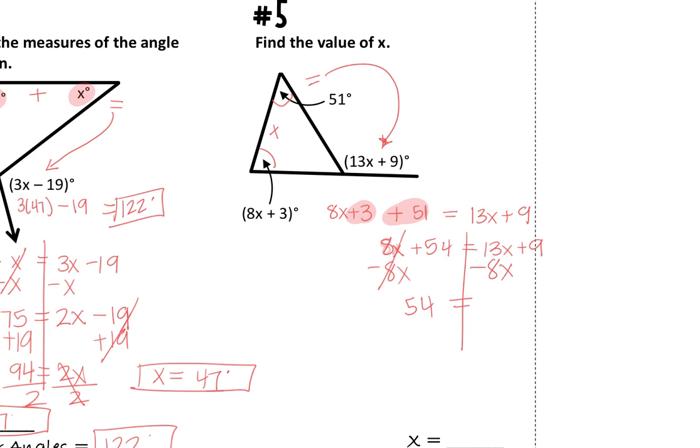54 is left on the left side all by itself because I decided to subtract 8x first. 13 minus 8 should give you 5x. And then you still have that plus 9 there. 5x, we want it by itself on one side for now. So I see a positive 9, so I'm going to subtract 9. So subtract 9 here. 54 minus 9 should be 45. Again, use your calculator, please.